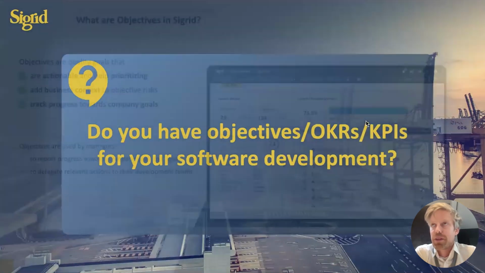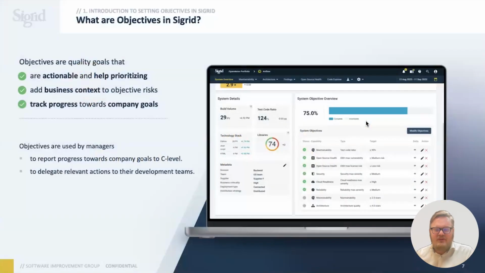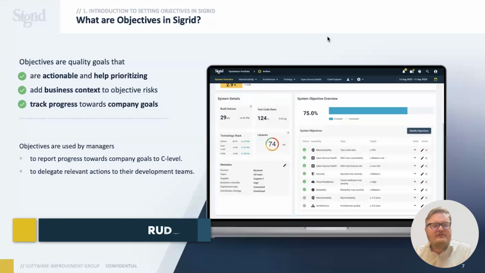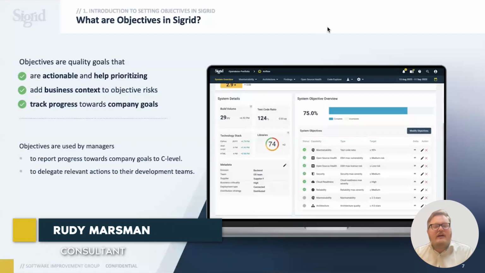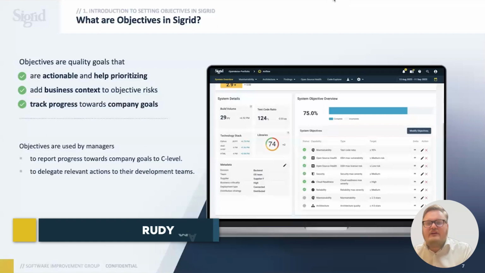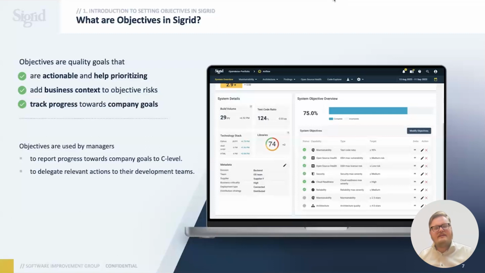And Rudy. All right. So yeah, we just talked about goals. But of course, we allow you to set goals in Sigrid as well. But before we can get there, we need to have some clarification on exactly what objectives are in Sigrid, like what's the definition, and what it's used for. Well, quality objectives are quality goals, which are actionable and help prioritizing. They add business context, and they track progress.